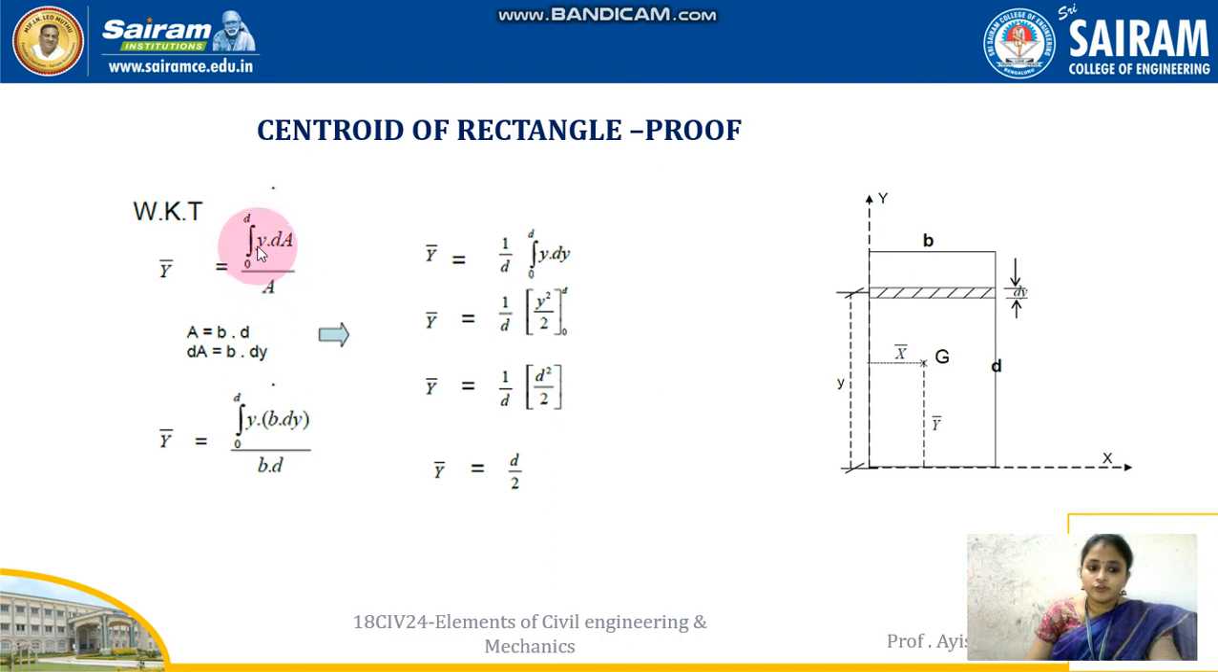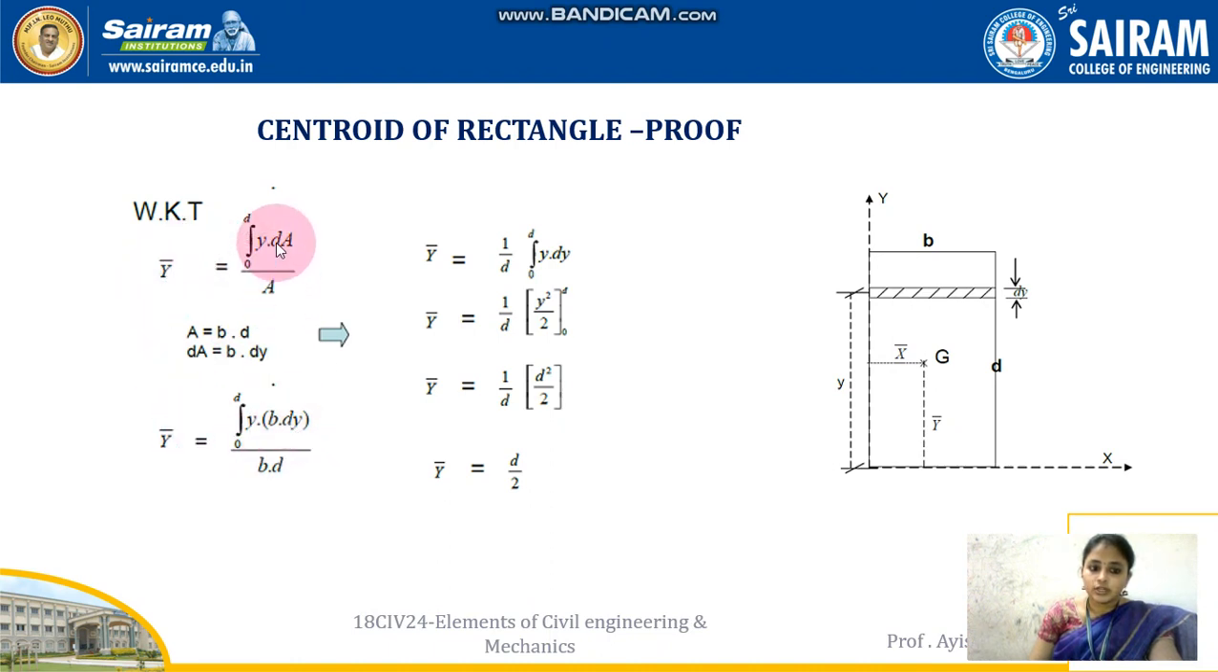We need to find all these individual items. The area of the rectangle, we know from the figure, is b into d. The elemental area of the rectangle, its base is b and depth is dy, so b into dy. So for a and dA, we have written the area formulas. Clear?